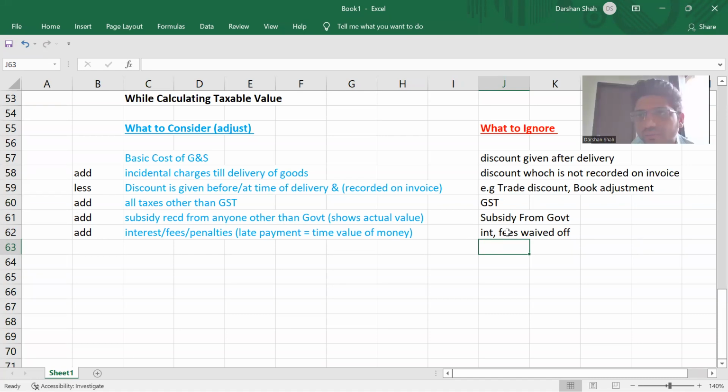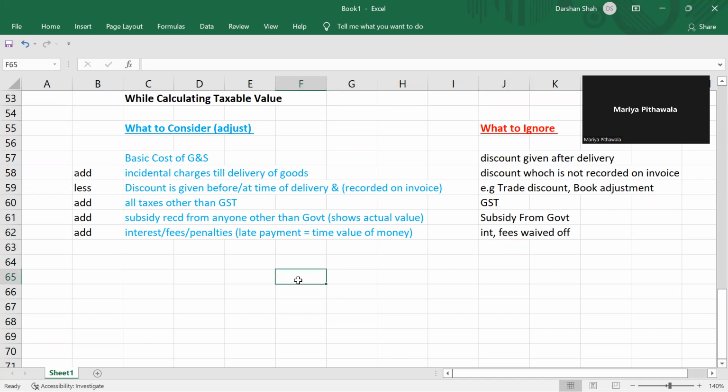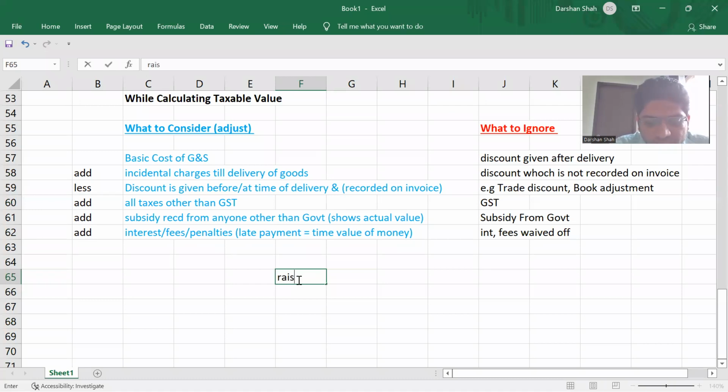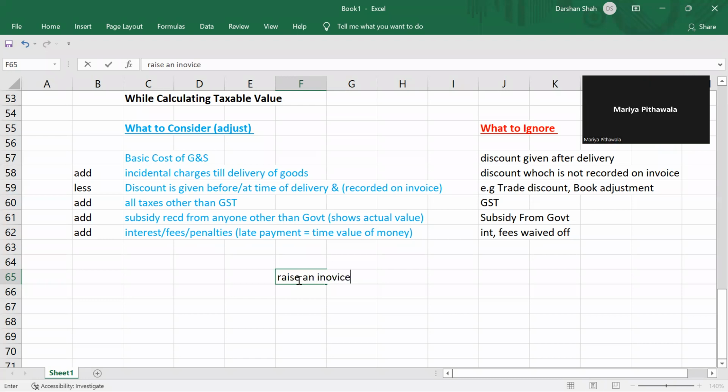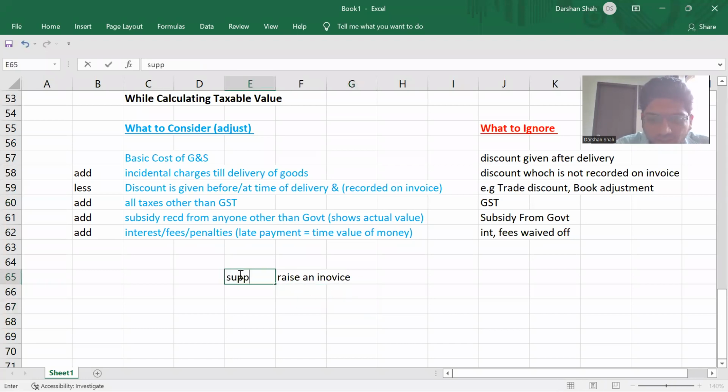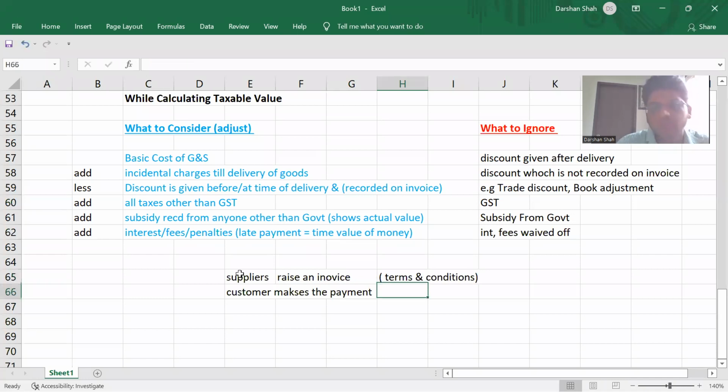Sir, how will we charge for these late penalties? We're not certain that they might pay before 30 days or they might not. Then the invoice is prepared as a conditional invoice. See what happens is the supplier raises an invoice, and then the customer makes the payment. We'll study that today in time of supply. This invoice will have terms and conditions, right? So even if the actual interest and late fee is not in the invoice, GST value will get updated, and we'll have to show value inclusive of interest, fees, and penalties.